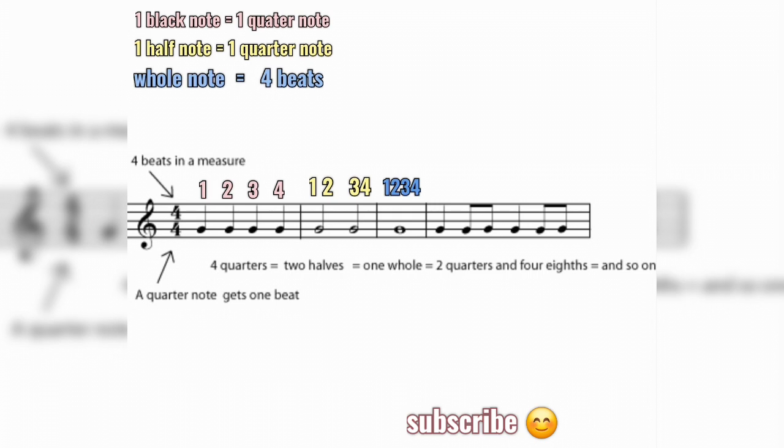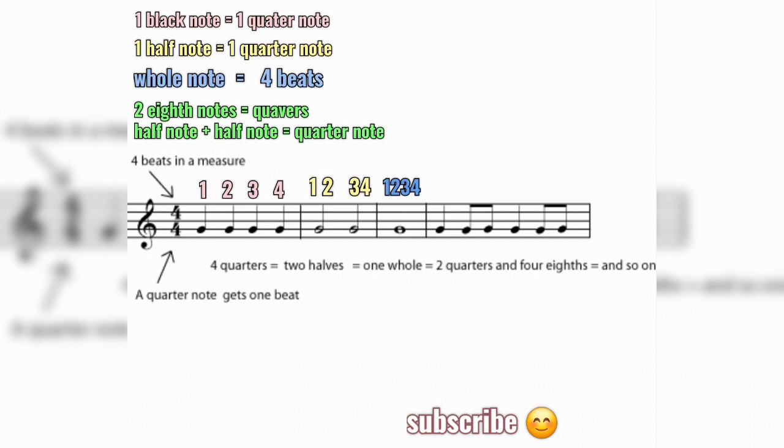In the fourth measure, we have a quarter note and 2 eighth notes. The 2 eighth notes are called quavers. Each note is a half beat. So the half beat plus half beat gives us a quarter note. And you count it like this: 1 and 2, 3 and 4.